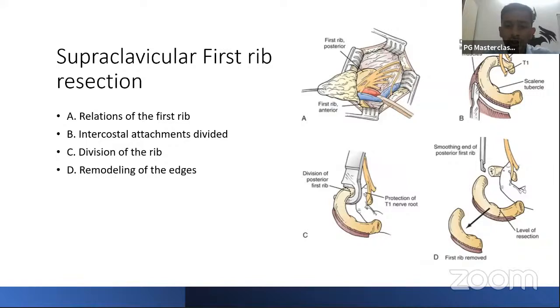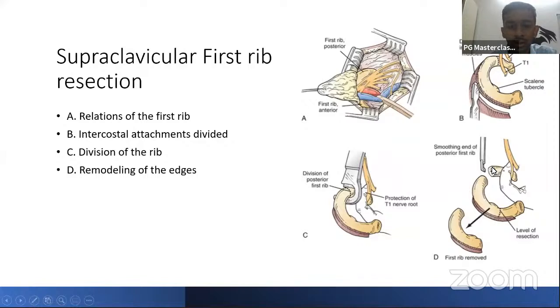In this location, anteriorly, the subclavian vein is a very important structure. The subclavius muscle is divided and the costoclavicular ligament may be divided. Usually the rib is resected distal to the joint in both cases, as we can see here. And as sir clearly mentioned, the smoothing of the posterior end of the rib is very important.